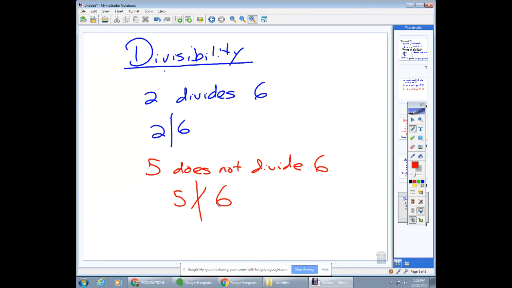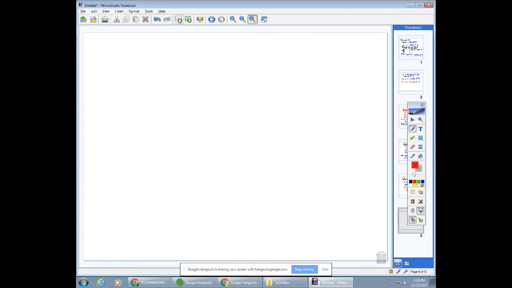Now, we're mostly talking about counting numbers here, so that's 1, 2, 3, 4, and so on. So just some rules of divisibility. So important rules. They're kind of generalizations we can make based on seeing stuff.